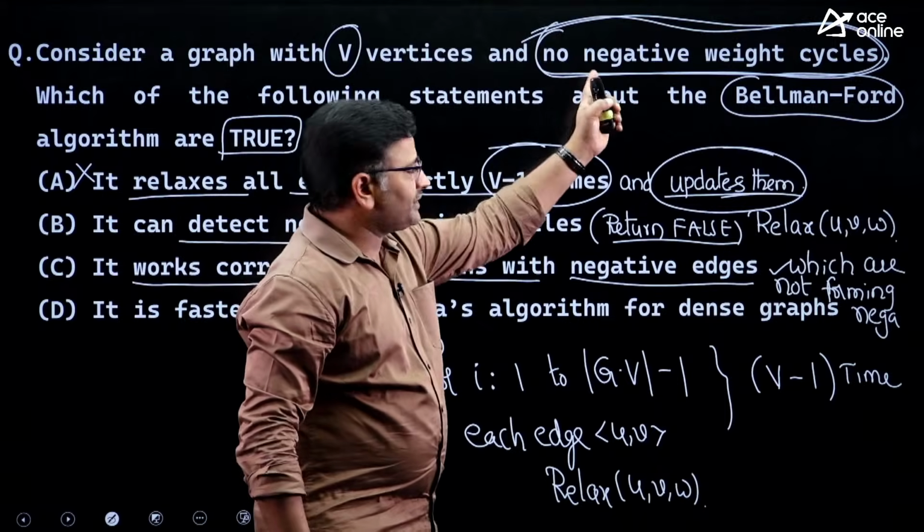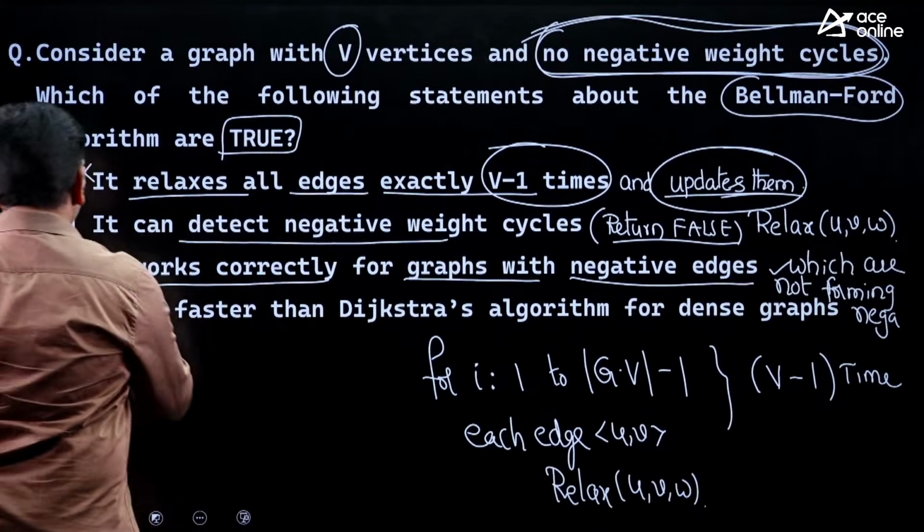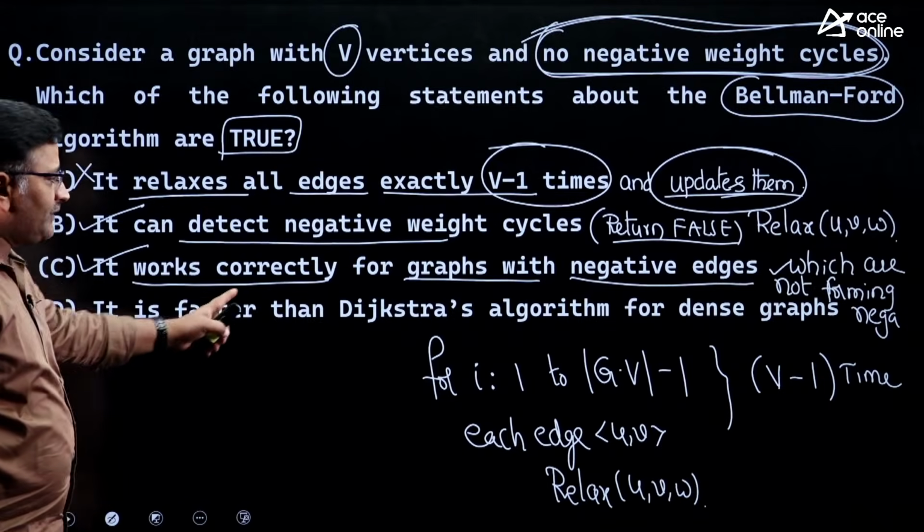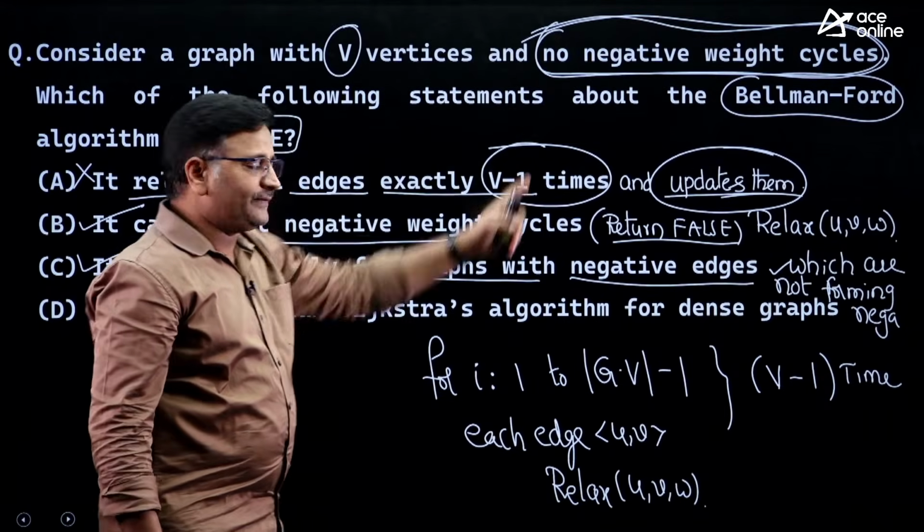In the question itself I mentioned that point. So it can detect a negative edge cycle, and it works correctly even if the graph has negative edges with no negative edge cycle, right friends, okay.